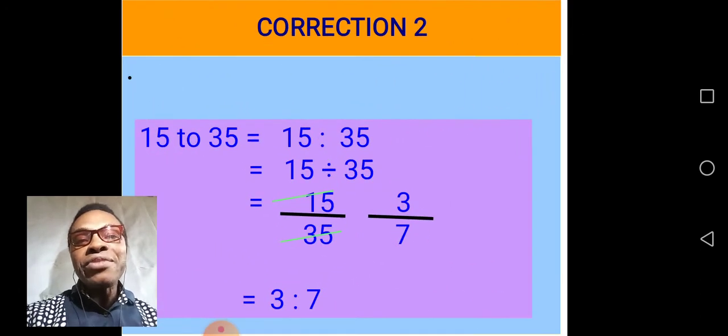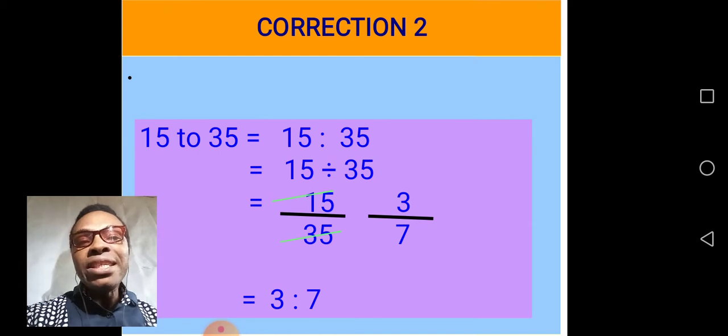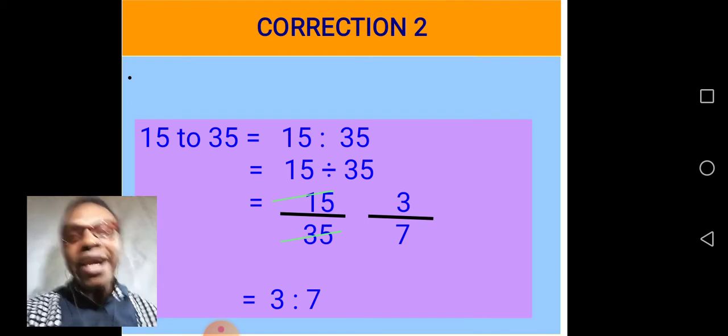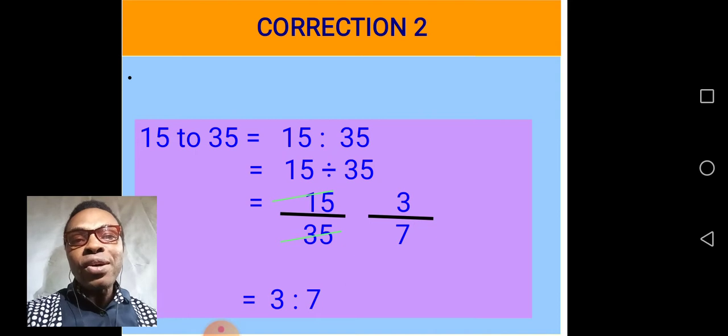All right, we have 15 to 35. And that means 15 divided by 35. So 15 ratio 35 is 15 divided by 35, and that's 15 over 35. And 5 will divide because 5 is the last digit.